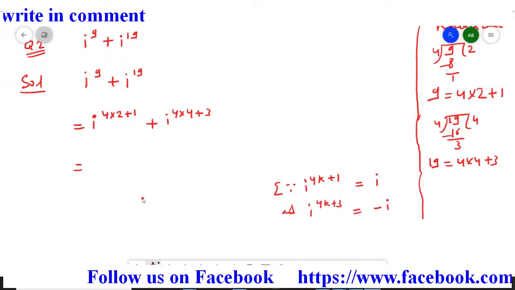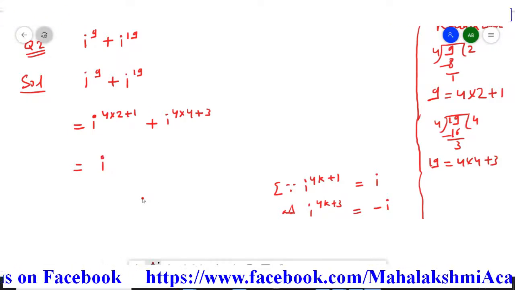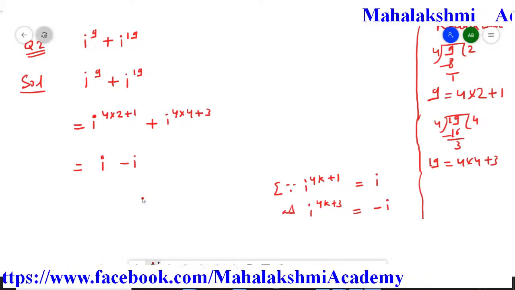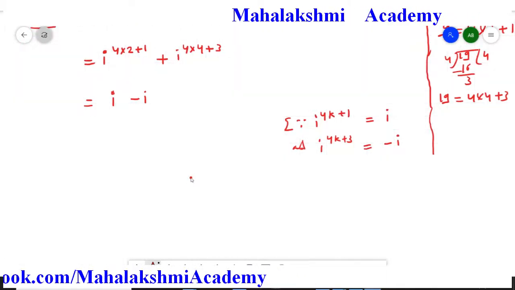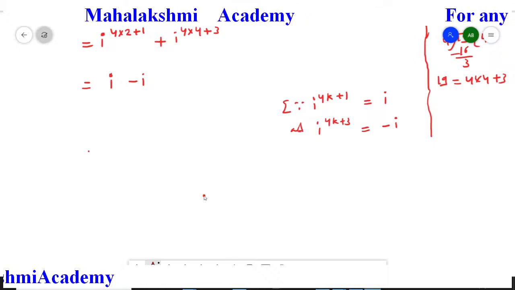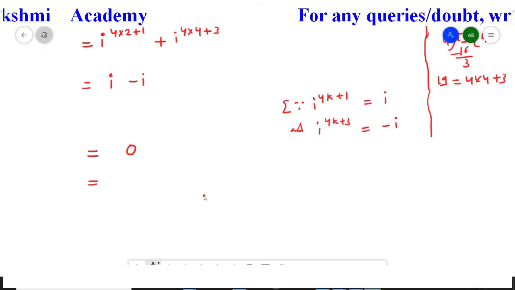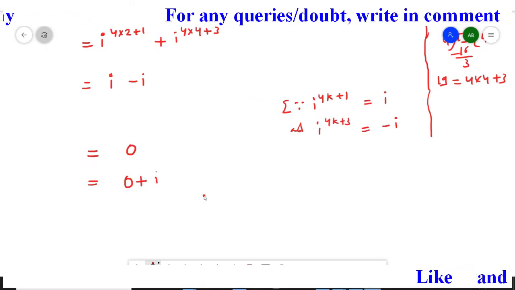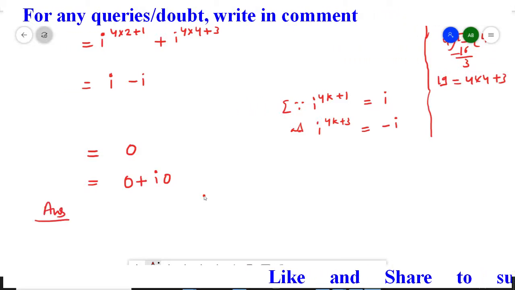So here its value is going to be only iota, and this is going to be minus iota. Then iota minus iota, the same number subtracted from the same number, is 0. So it's going to be only 0. Now 0 we have to convert in the form of a plus iota b. So we create the complex number 0 plus iota 0. That's our answer.